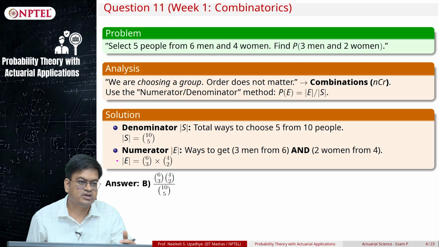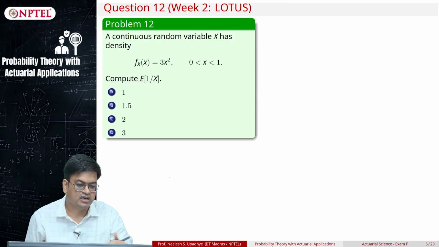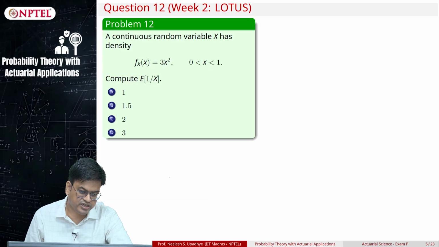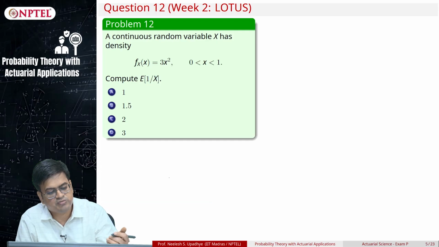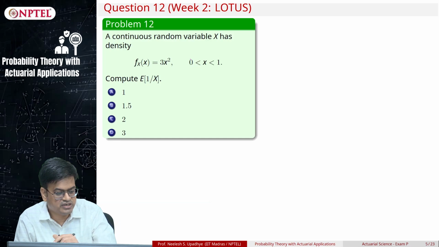Let us move on to the next question, which is essentially a continuous random variable having a PDF 3x squared between 0 and 1, and you need to compute the expectation of 1 by x. Which tool to use? LOTUS, the law of the unconscious statistician. Is there any trap? There is no trap. You just need to compute the expected value of 1 by x. Do not worry about what happens at 0, because 0 is outside the interval.